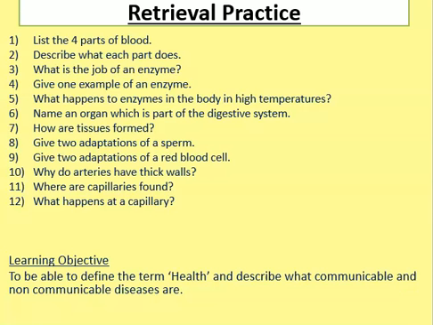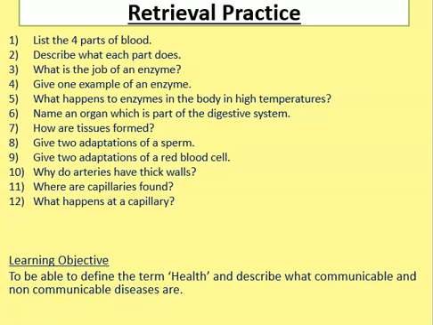Number 10, arteries have thick walls so that they can withstand high pressure blood. Number 11, capillaries are found between arteries and veins. And number 12, what happens at a capillary? Gaseous exchange or substance exchange, so substances move from the blood into cells and vice versa.